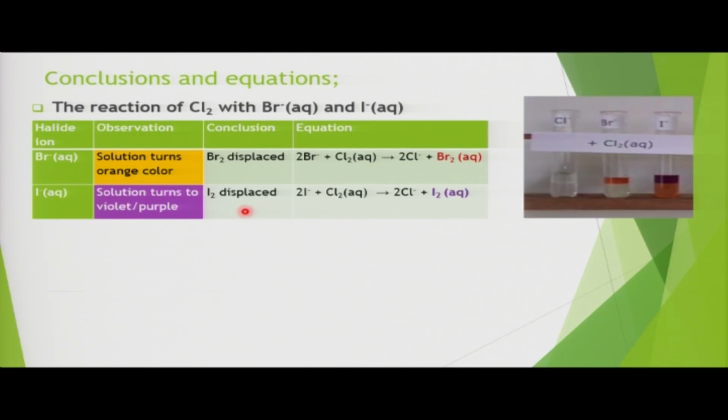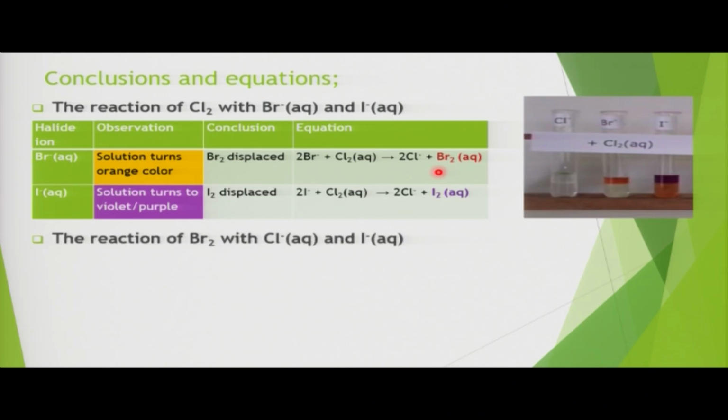What happens to the iodide? Chlorine displaces iodine from the iodide solution. And so we have that purple solution being formed. It's because of the iodine. So chlorine displaces both bromide and the iodide from their solution, forming their respective molecules.